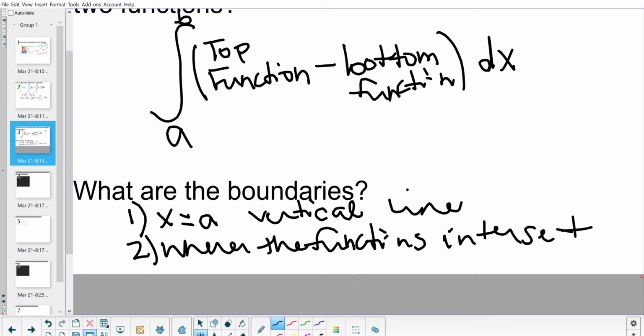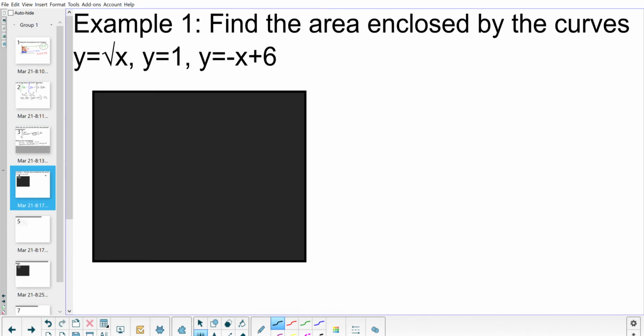Okay, and you're going to see that here. Let's actually try this with an example where it's not all horizontal lines. Okay, so example 1. Find the area enclosed by the curves. That's what the directions look like.